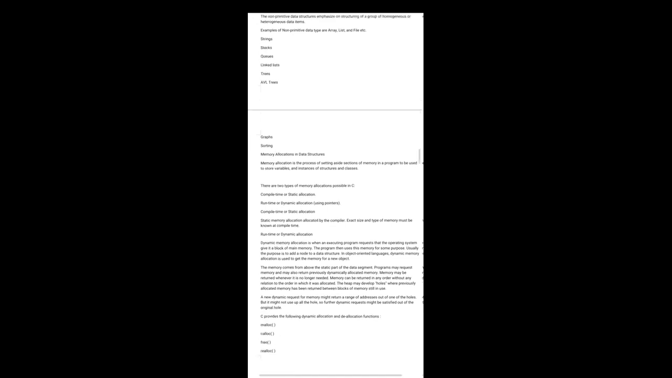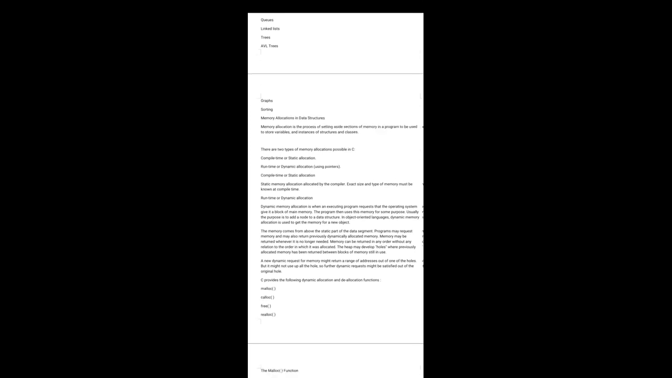In your hierarchy of data structures, you have primitive and non-primitive data structures. Under your primitive data structures, you have your integer, your float, your boolean, and the rest of them. Your integer takes whole numbers. Your boolean takes true or false. Then your float takes decimal numbers.